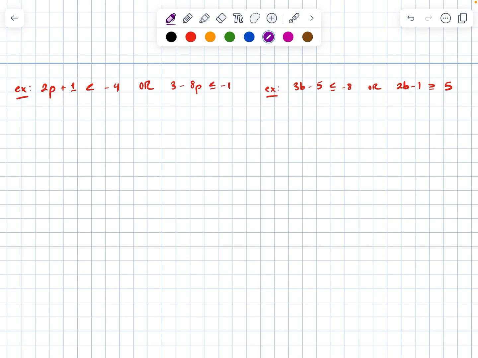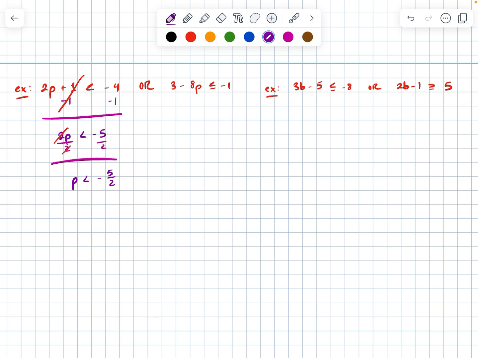So, on the left, let's take this 2p plus 1 is less than negative 4. I want to get p by itself, reverse order of operations. Easiest thing to do first, let's minus 1 from both sides. On the left, plus 1 minus 1, these go away. I've got 2p is less than negative 4 minus 1, which is negative 5. Divide both sides by 2 to get p by itself. On the left side, 2 and 2, these undo each other. I've got p is less than negative 5 halves.